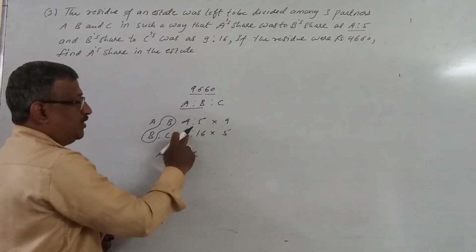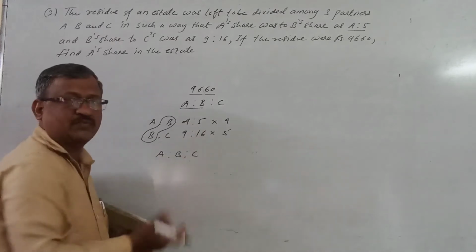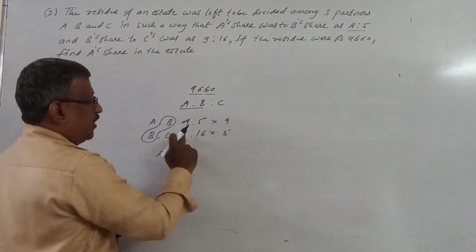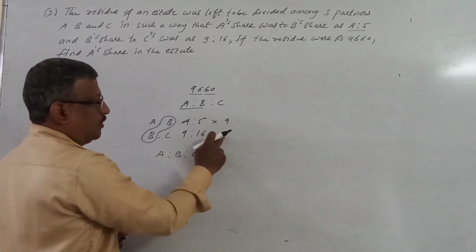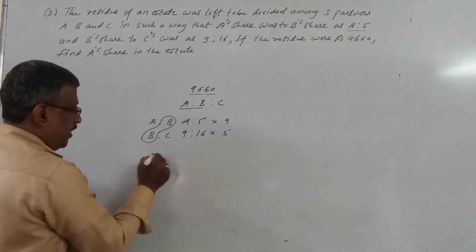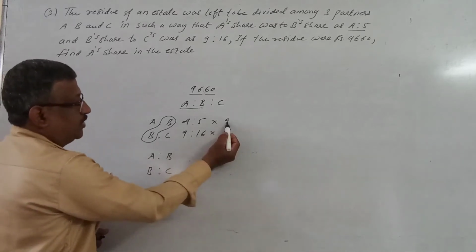Means I want to bring this value equal, and to bring this value equal, 9 fives are what? It is 45, right? So 9 fives are 45. So 9 into 5 or 5 into 9, it comes to 45. That's why you have to do the cross multiplication here, and you have to calculate the new ratios of A and B and C. So it is to both the terms.